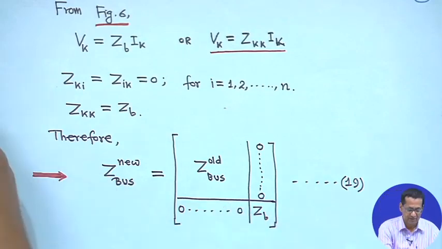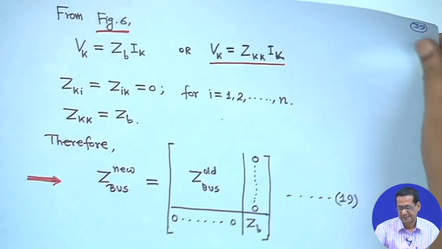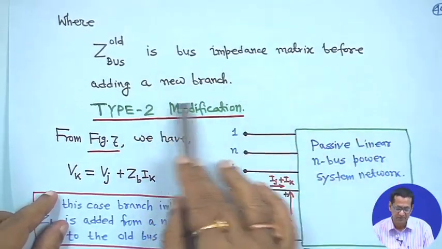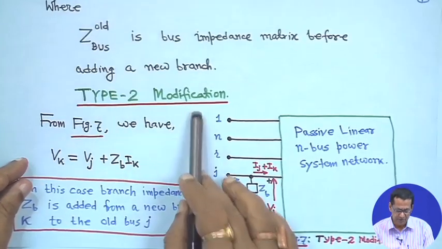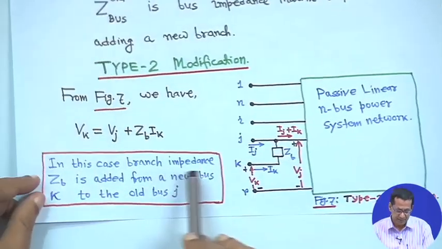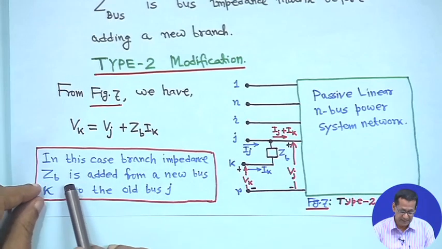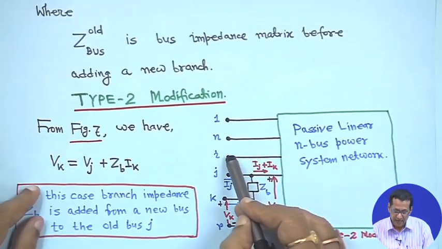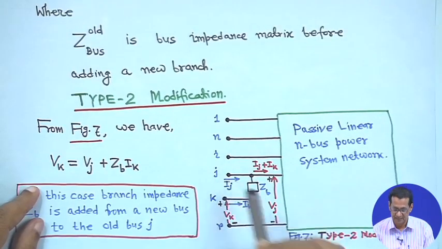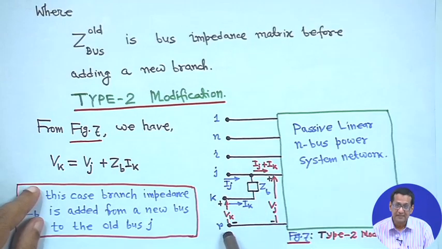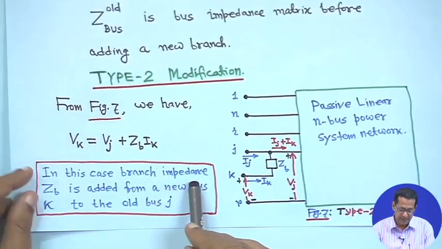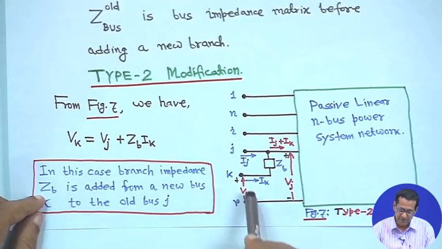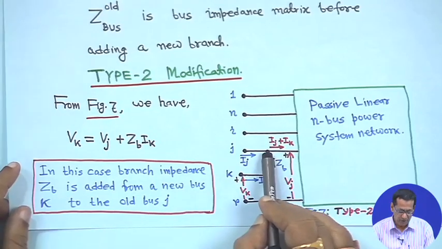Next is your type 2 modification. The previous one, Z bus old, is the bus impedance matrix before adding a new branch, that I told. Now, in type 2 modification, the branch impedance ZB is added from a new bus K to the old bus J. I have told you that buses I and J are old buses, K is a new bus and R is a reference bus. So, in type 2 modification, the branch impedance ZB is added from a new bus to an old bus, say J.